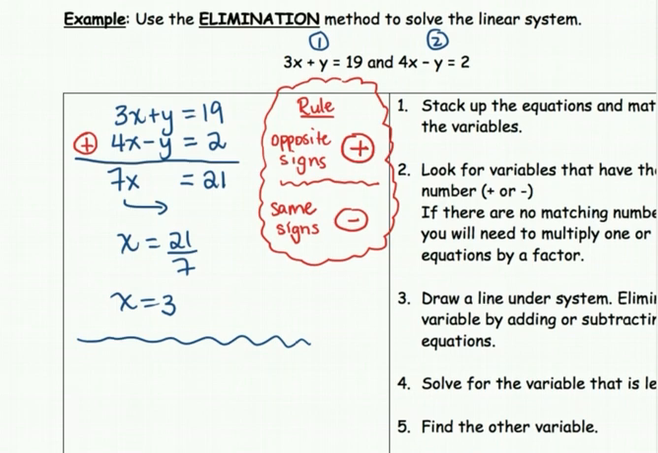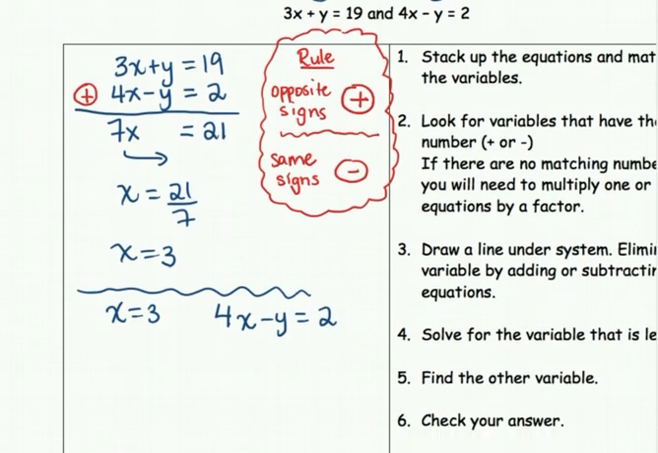Now that we found x, everything's just like the substitution method now. Go put it back into one of the equations that you started with. And again, rule of thumb, use one of the ones at the beginning. I used 3x plus y last time for the substitution method, so I'm going to use this one here. Just change it up. So x is equal to 3. The equation I'm going to check it in will be 4x minus y equals 2.